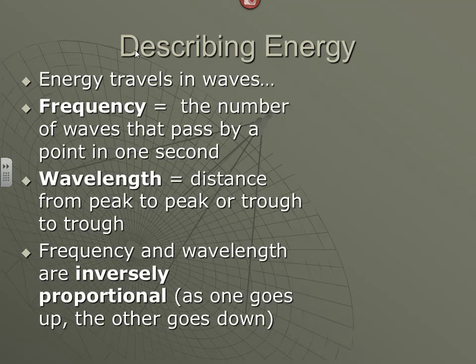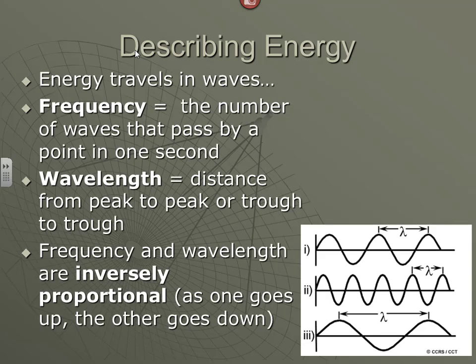Frequency and wavelength are inversely related. So that means as one goes up, the other goes down. If the frequency is high, the wavelength is low. If the wavelength is high, the frequency is low. They are inversely related. So if you look at this picture, remember frequency is the number of waves. Wavelength is the distance between them.